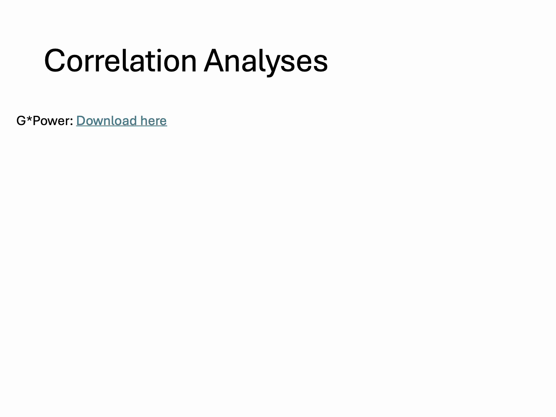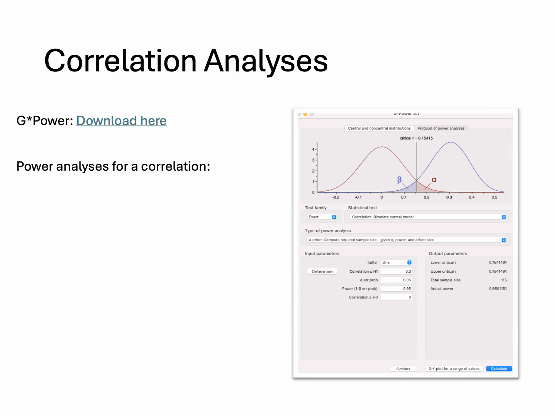So, let's begin with a power analysis for a simple correlation. To do this, you can download a software called G-Power using this link here. The software then looks something like this, where you need to select a few things.